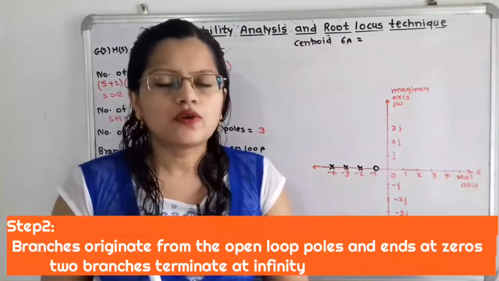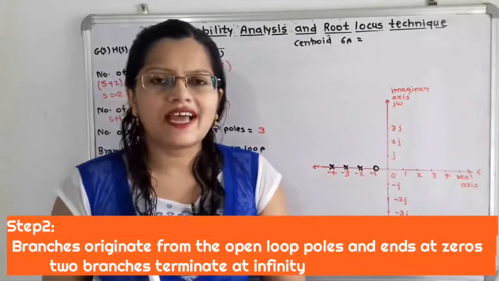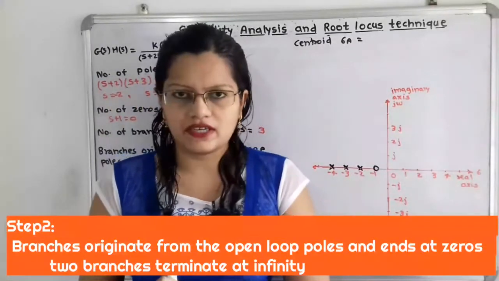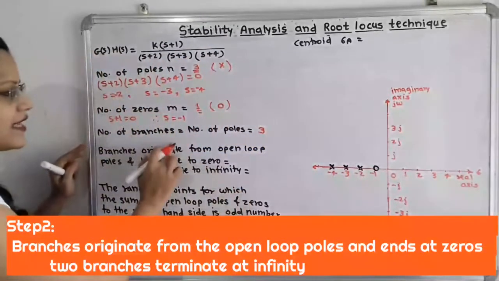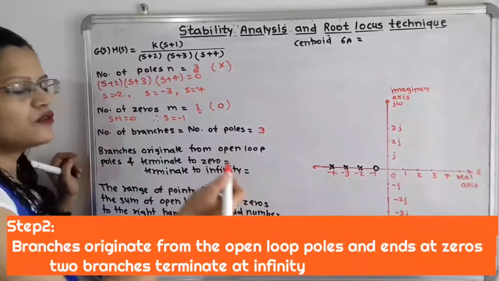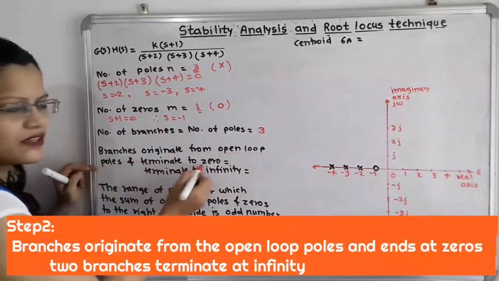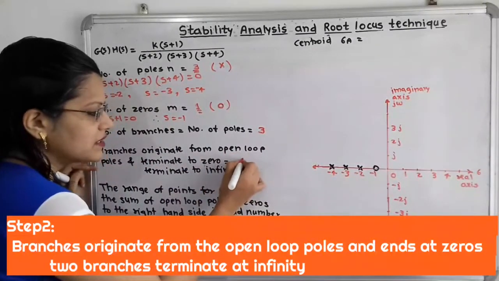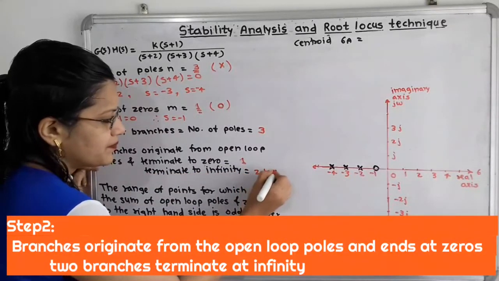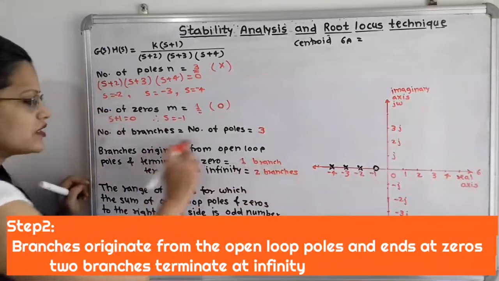That is important. So we can say that the branches originate from the open loop poles and end at the open loop zeros, and the remaining branches terminate at infinity. So in this question, one branch will start from an open loop pole and end at the open loop zero, and the other two branches terminate at infinity. Two branches will terminate at infinity and one branch will terminate at the zero. So this is important.